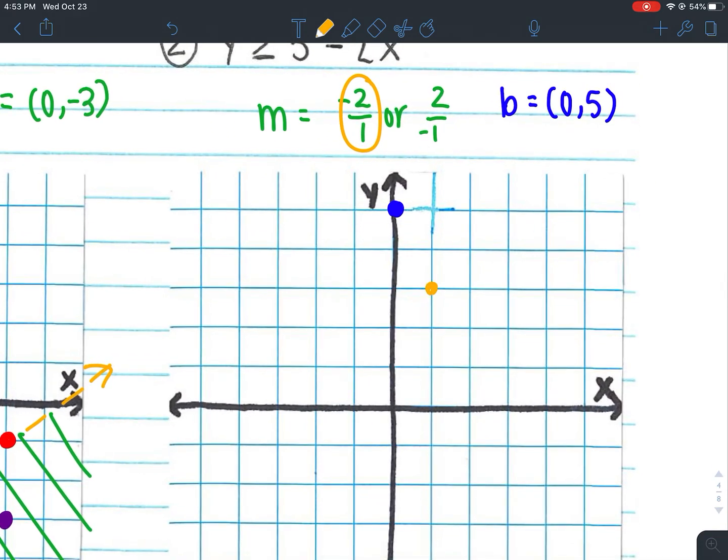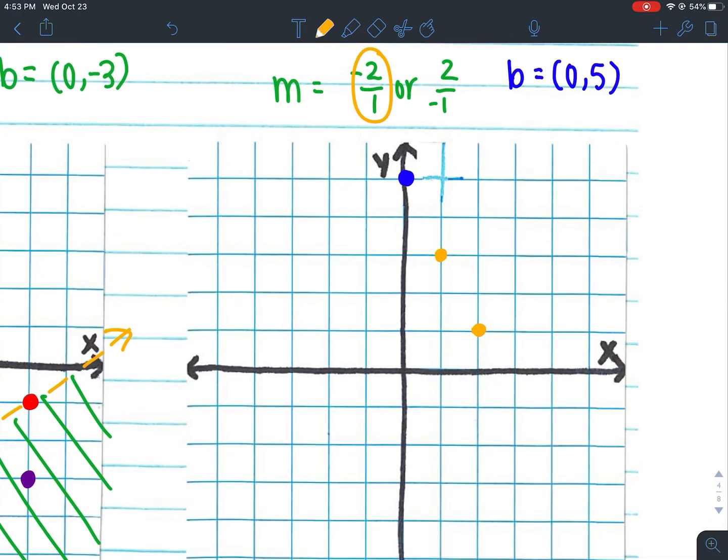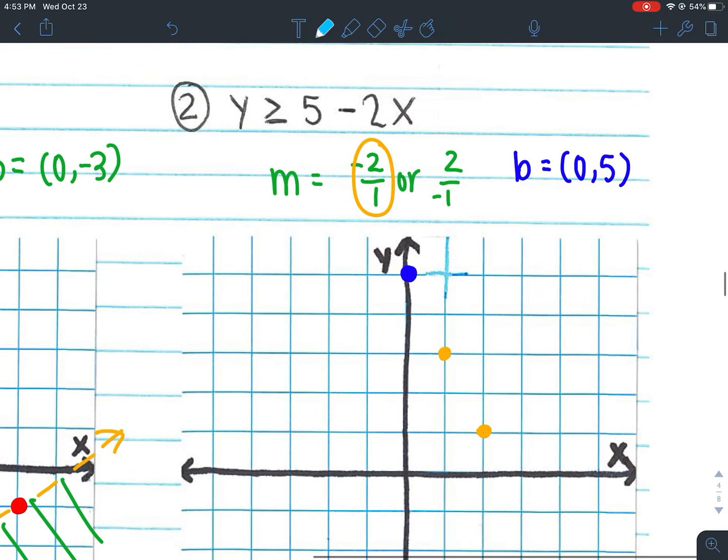And then I'm going to use my slope to graph, so -2/1. So I'm going to go down 2, to the right 1, down 2, to the right 1. Because my slope was negative, it makes sense that my line is a negative line.